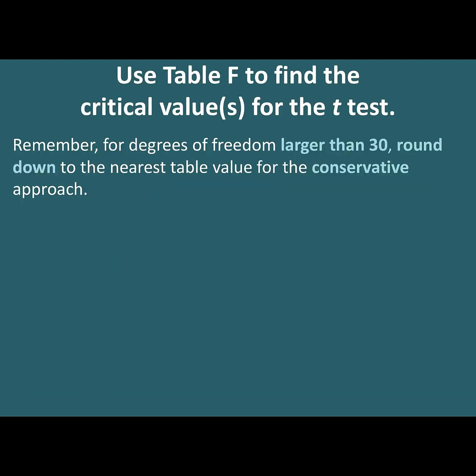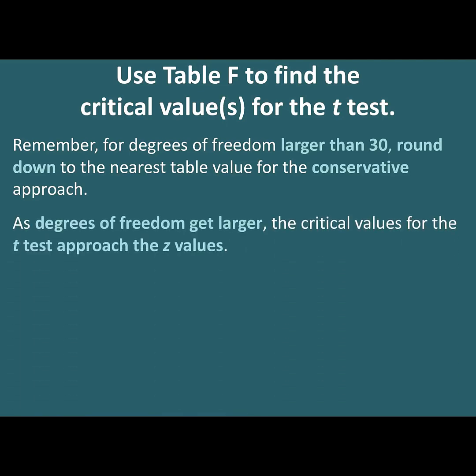Using table F to find critical values for the t-test. Remember, for degrees of freedom larger than 30, round down to the nearest table value for the conservative approach. As degrees of freedom get larger, the critical values for the t-test approach the z-values.